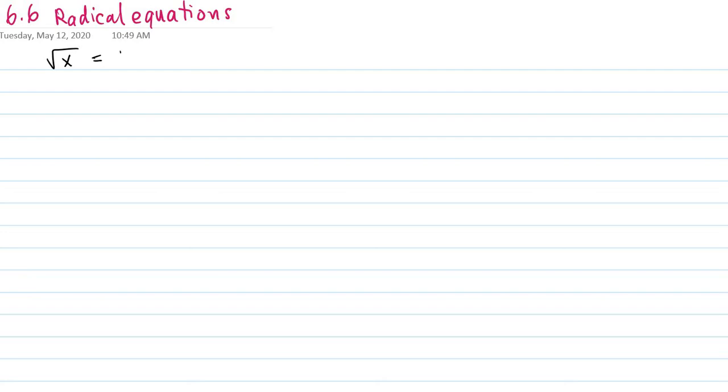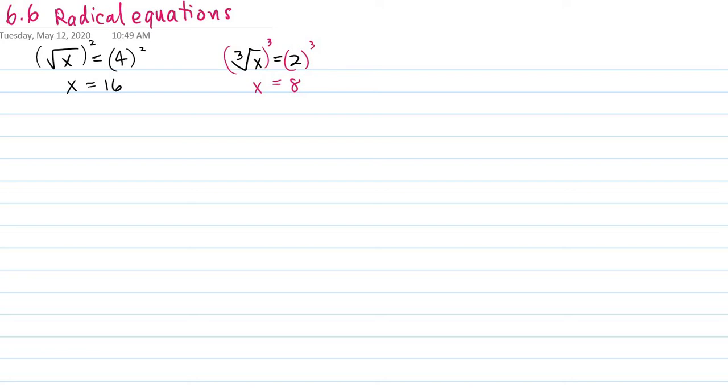If we had the square root of x equals 4 and we wanted to solve it, we would undo the square root by squaring on both sides, and we would get x equals 16. The same thing would be true if you had a cube root. Say I had the cube root of x equals 2. If I wanted to undo the cube root, then I would cube it. And when you cube both sides, you would get x equals 8. Same would be true with fourth roots, fifth roots, etc.